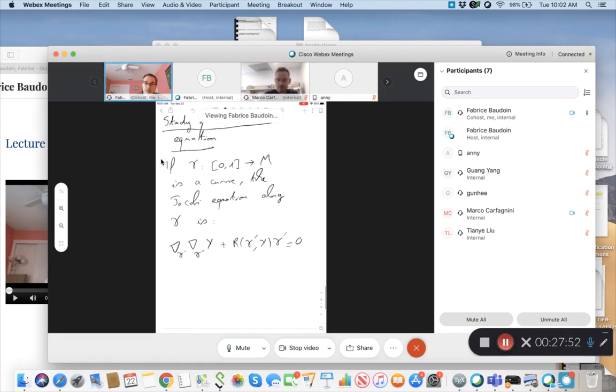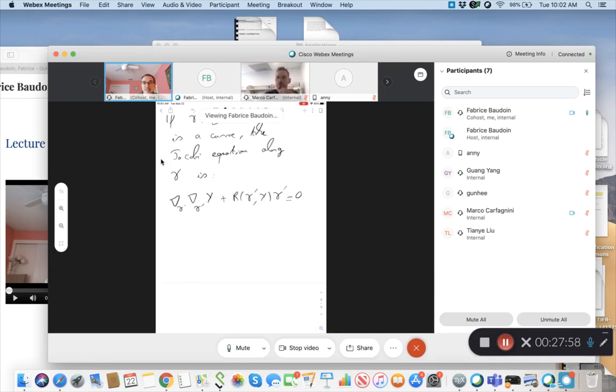So this is the Jacobi equation along the curve gamma. I was telling you that if you want to solve this equation explicitly, it is convenient to work in what we call a parallel frame along gamma. This is the frame that we are going to introduce now. So let x, to fix the notation, be gamma of 0, the starting point of gamma.